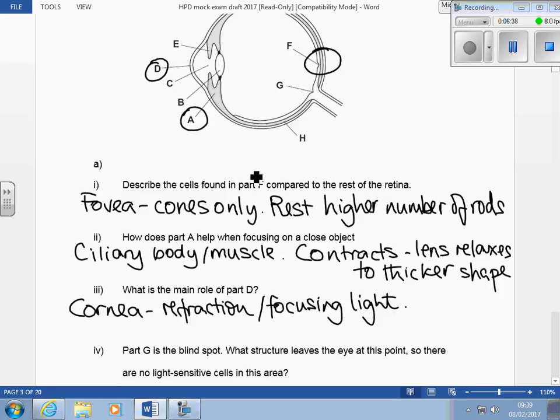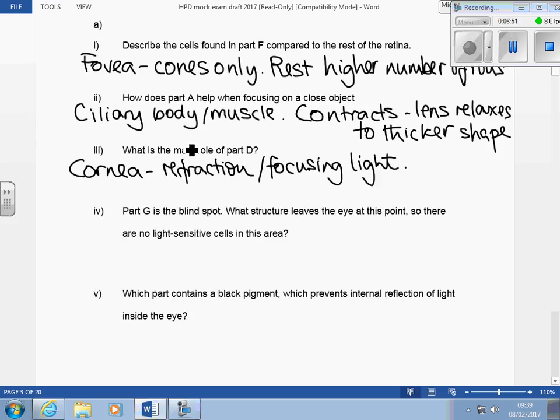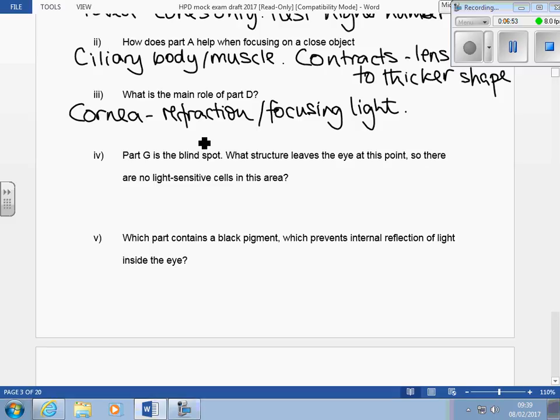Now, part G is the blind spot. What structure leaves the eye at this point? It is the optic nerve. So this over here would be the optic nerve. So we haven't got any light-sensitive cells there. No, the structure is called the optic nerve. That's the bit that connects it to the brain.